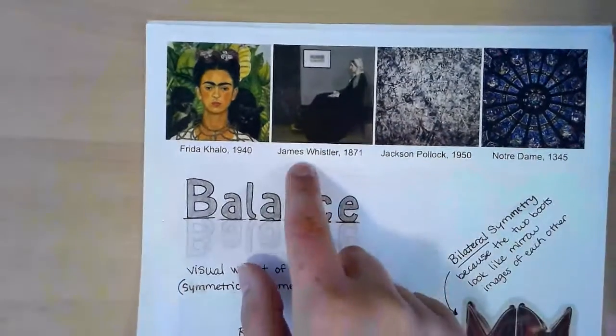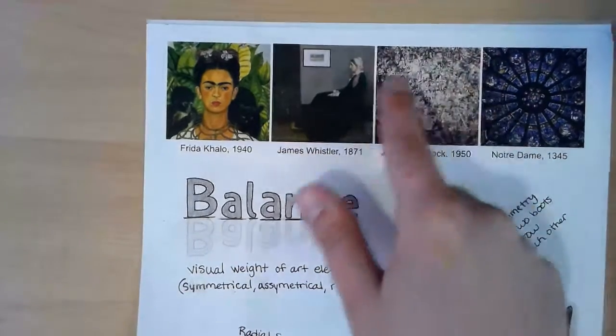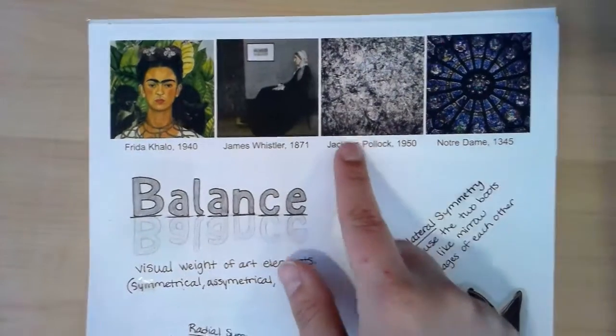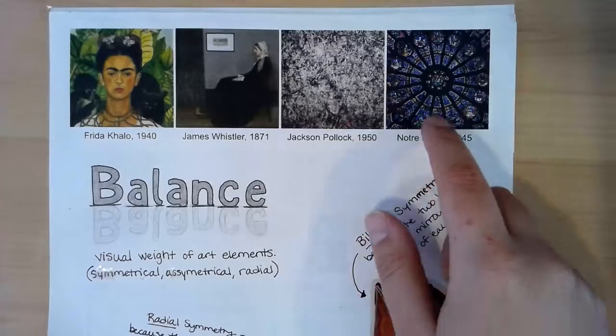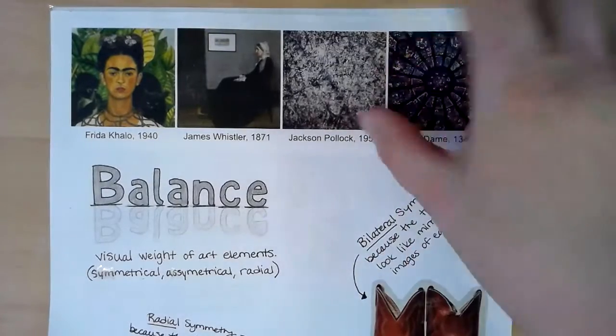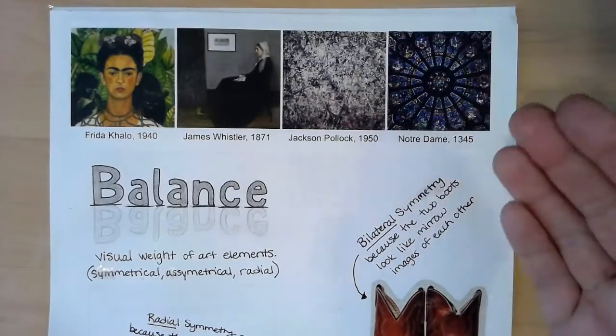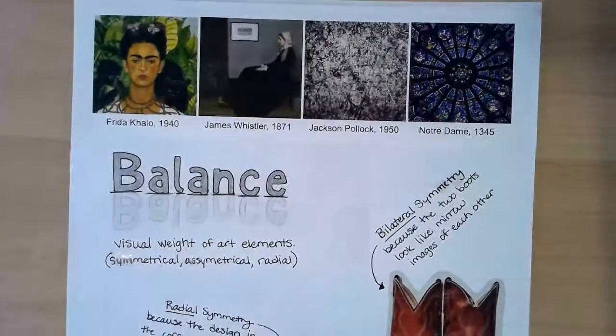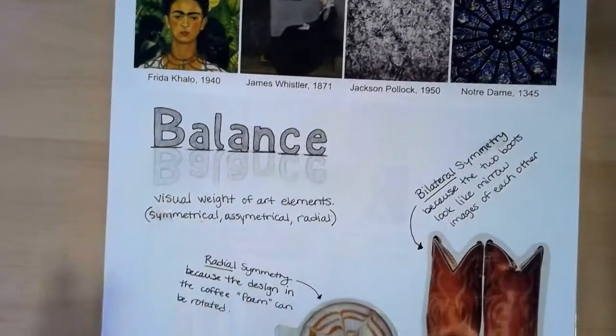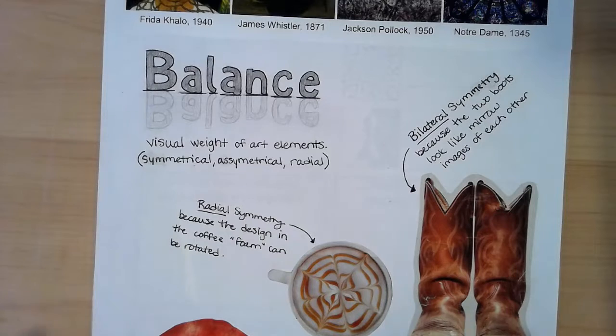Okay. We also discussed James Whistler and Jackson Pollock, and how things were evenly distributed throughout the whole piece. We talked about Notre Dame's cathedral, how things were able to be turned and rotated. Everything's about the same size, with nice radial symmetry. We talked about three different types of symmetry, which are very different from balance. Balance is visual weight, okay? Things do not have to be symmetrical to have balance.